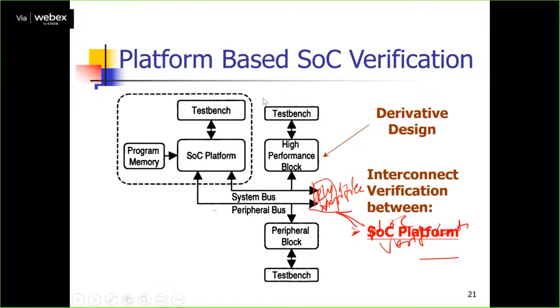This is one platform, this is another platform. So you can have a system bus and a peripheral bus to communicate from this platform to this platform, this platform to this platform. So that your interconnect verification between the SOC platforms is verified.